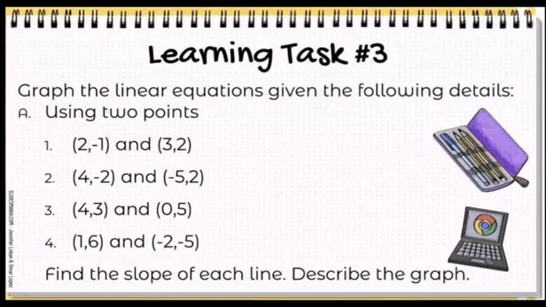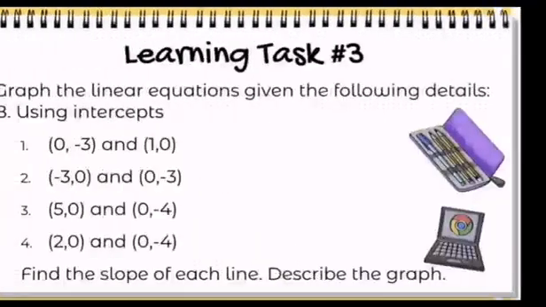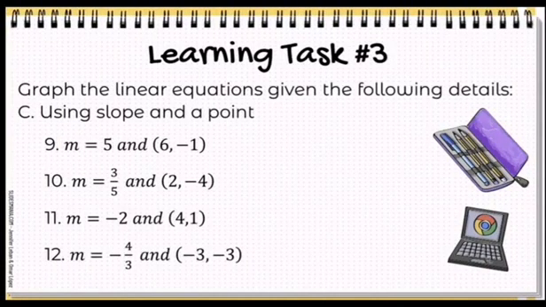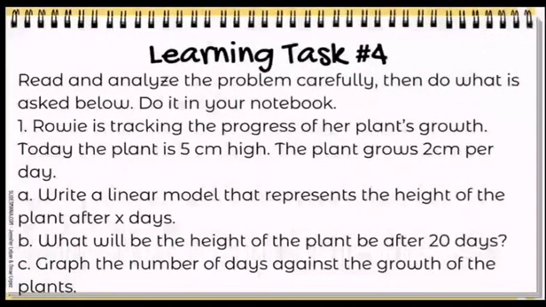And also, learning task number 3, letter A, B, and C, given the 3 conditions or givens in graphing linear equation in 2 variables. You may use a graphing paper for accuracy of graphs. Try answering learning task number 4 also. It is an application of the recently discussed topic.